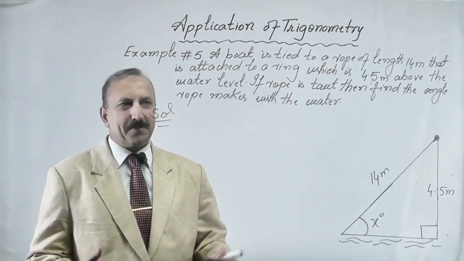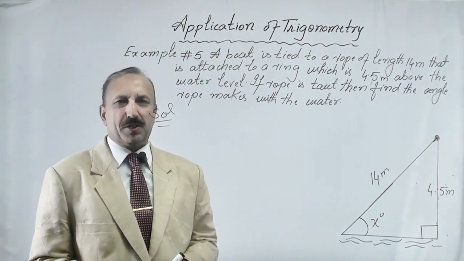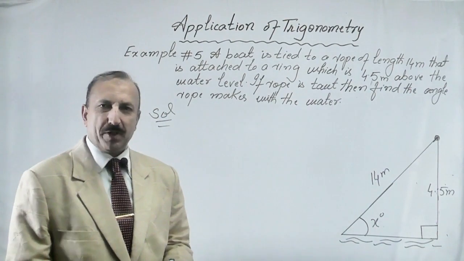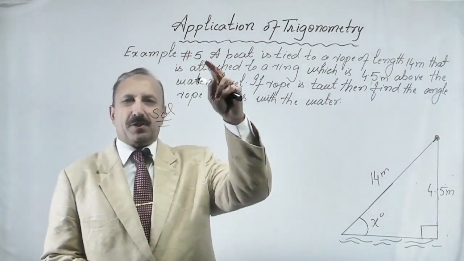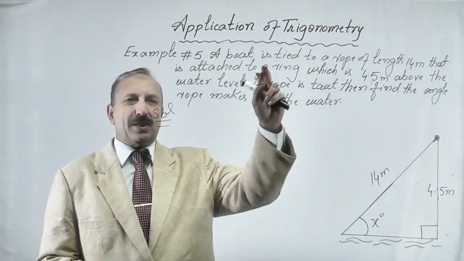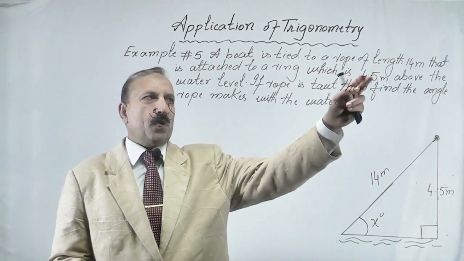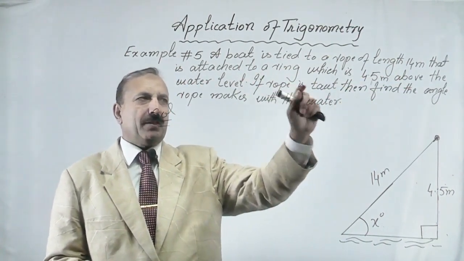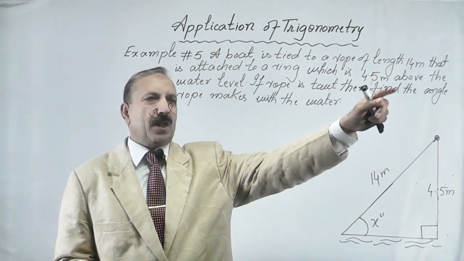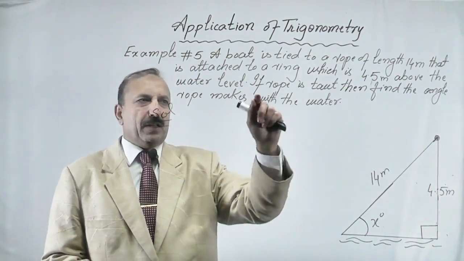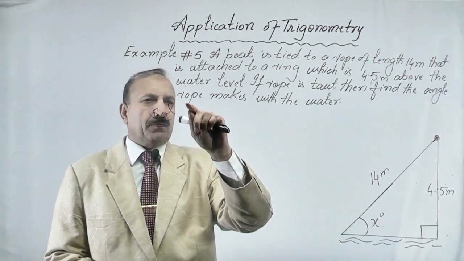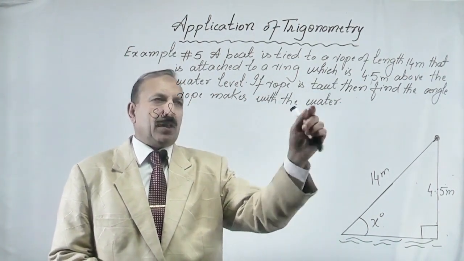Right, my dear students, here we have one more example from the word problem area of application of trigonometric ratio. Here we have example number 5. A boat is tied to a rope of length 14 meter that is attached to a ring which is 4.5 meter above the water level. If the rope is taut, then find the angle which the rope makes with the water.